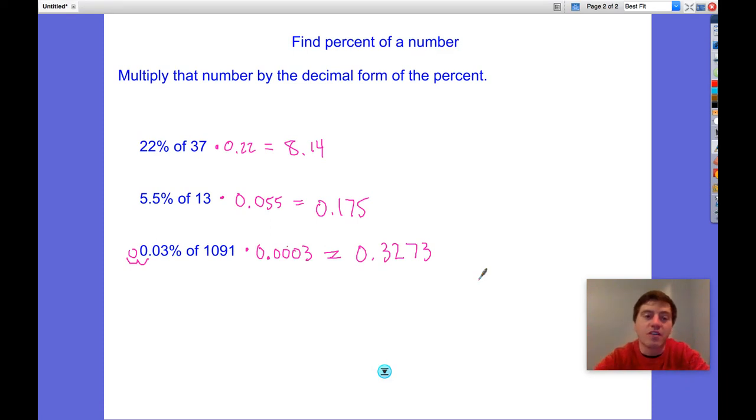Finding a percentage: we're turning these into their decimal form by dividing them by 100, and then we're just multiplying times the number. That'll give you the percentage of that number.